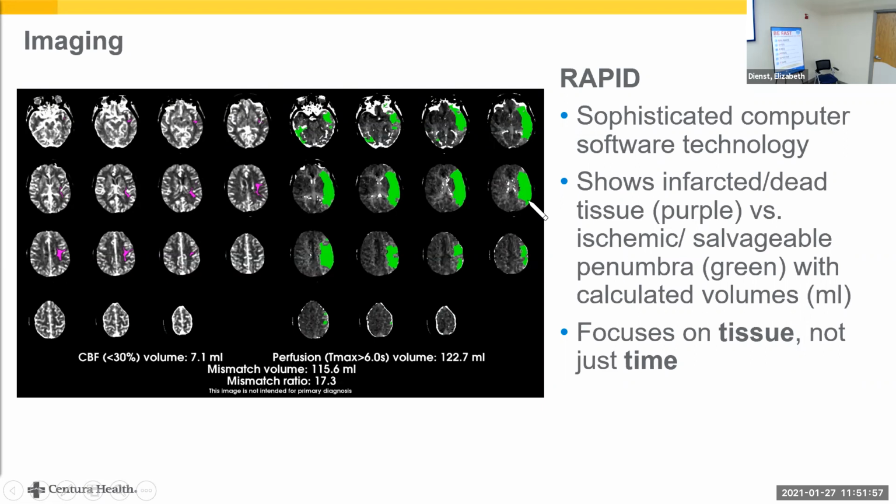So we want to get this patient in there because they have a mismatch. And that mismatch shows in the cerebral blood flow, that's the volume of 7.1. And then the perfusion, the Tmax, which is showing us our salvageable ischemic tissue, we call that penumbra, is 122.7, which gives us a mismatch volume of 115. That tells us that we have a lot of brain to save. And we're ready to go at that point, hopefully.